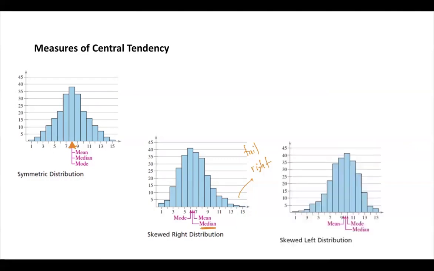The same if you have a left-tail graph, in which case you have the tail on the left-hand side. So since the tail is on the left-hand side, the outlier is on the left-hand side, and you say that the data is skewed to the left. And again, as you can see, the median is in the middle of the data, the best representative for a skewed data set.